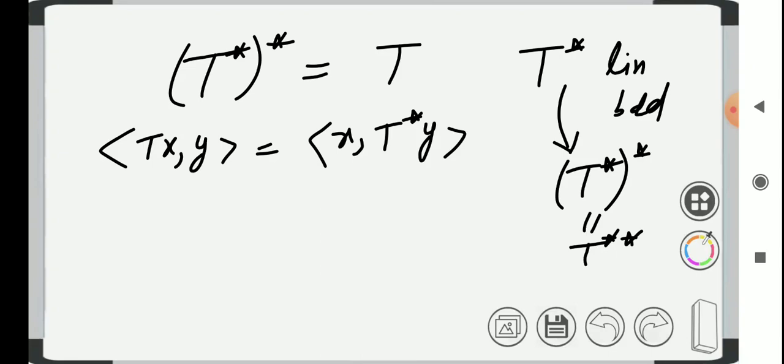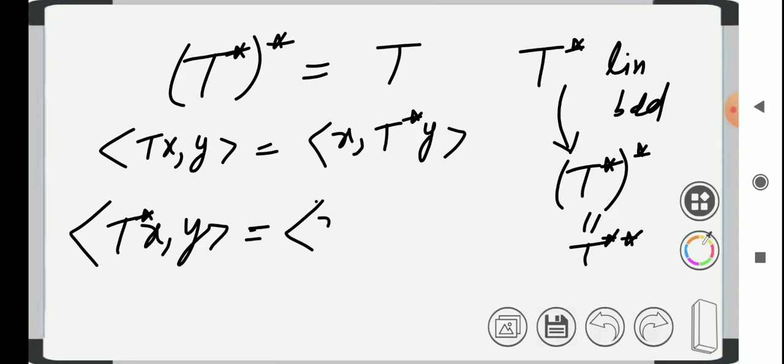The defining relation for that operator must be inner product of T star x with y should be the same as inner product of x with T star star y. Now we have to prove that T star star is the same as T. We will use the previous property which we defined, the first one, and we will use it to prove this.